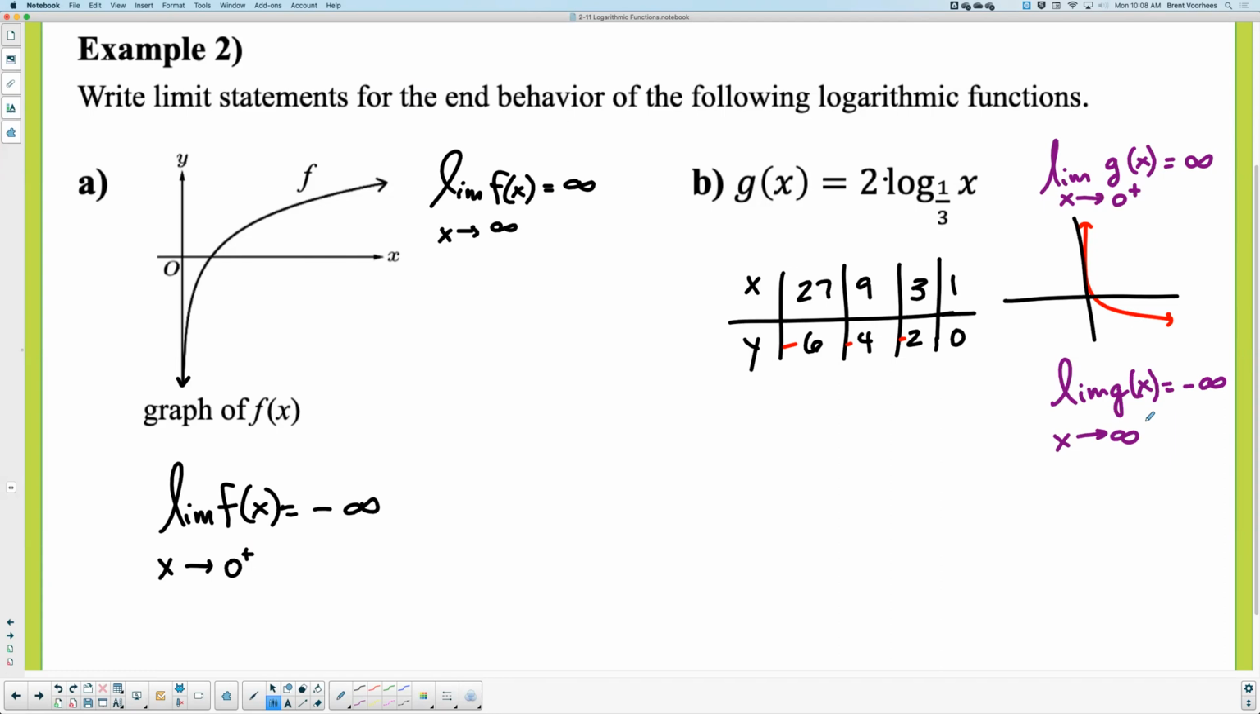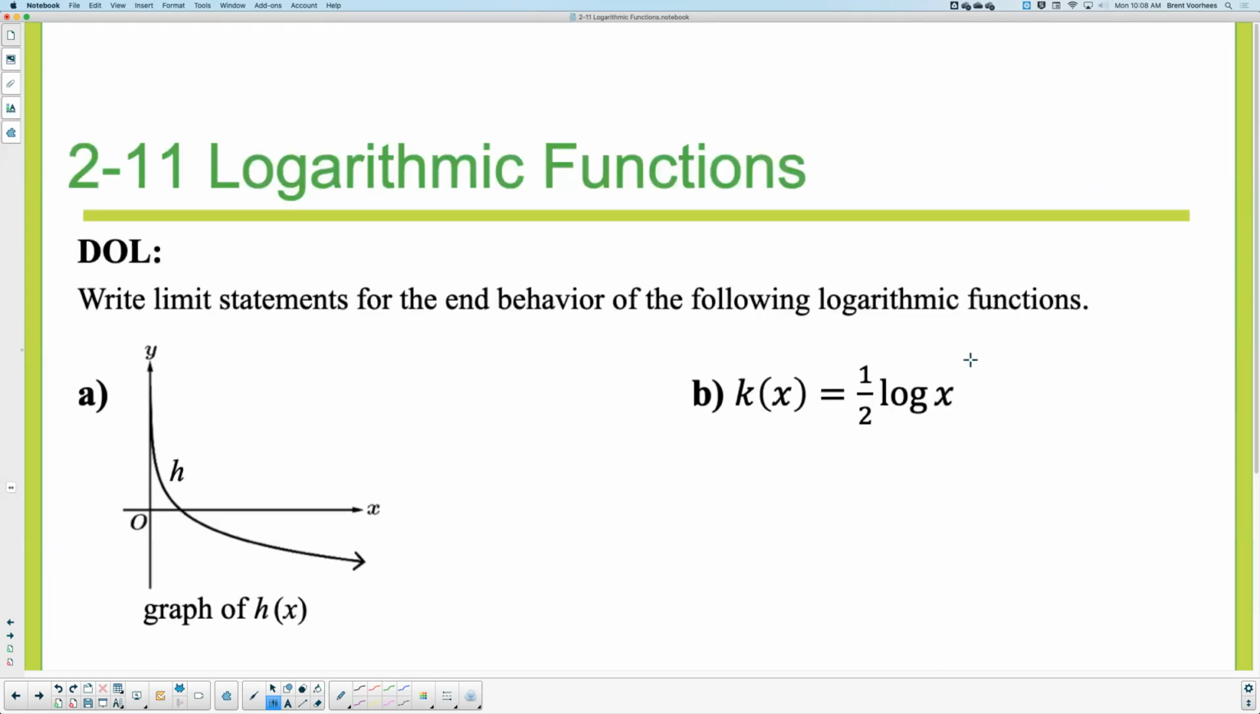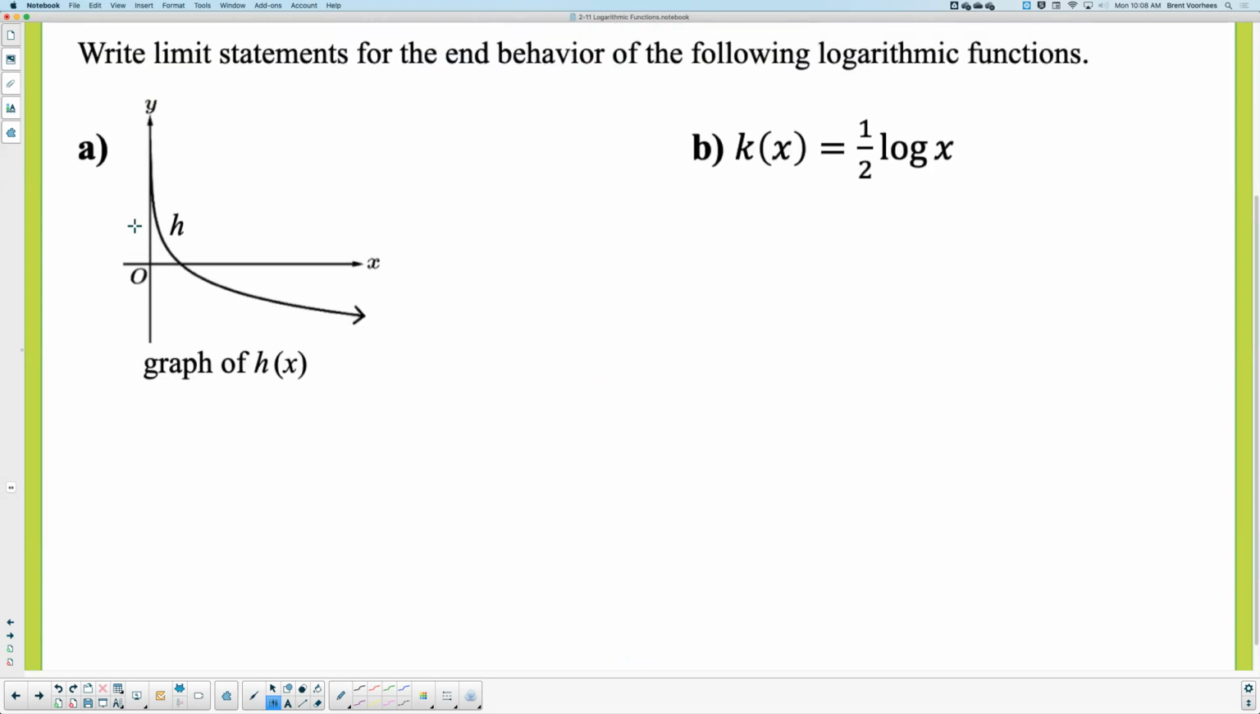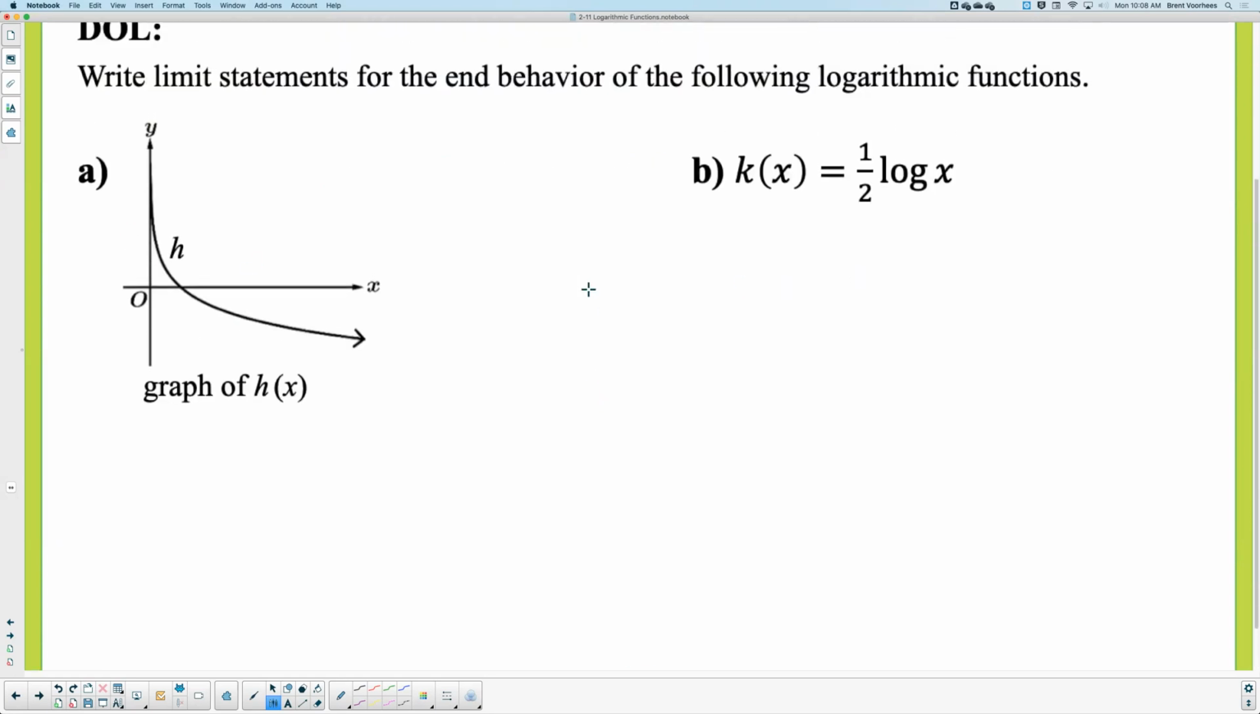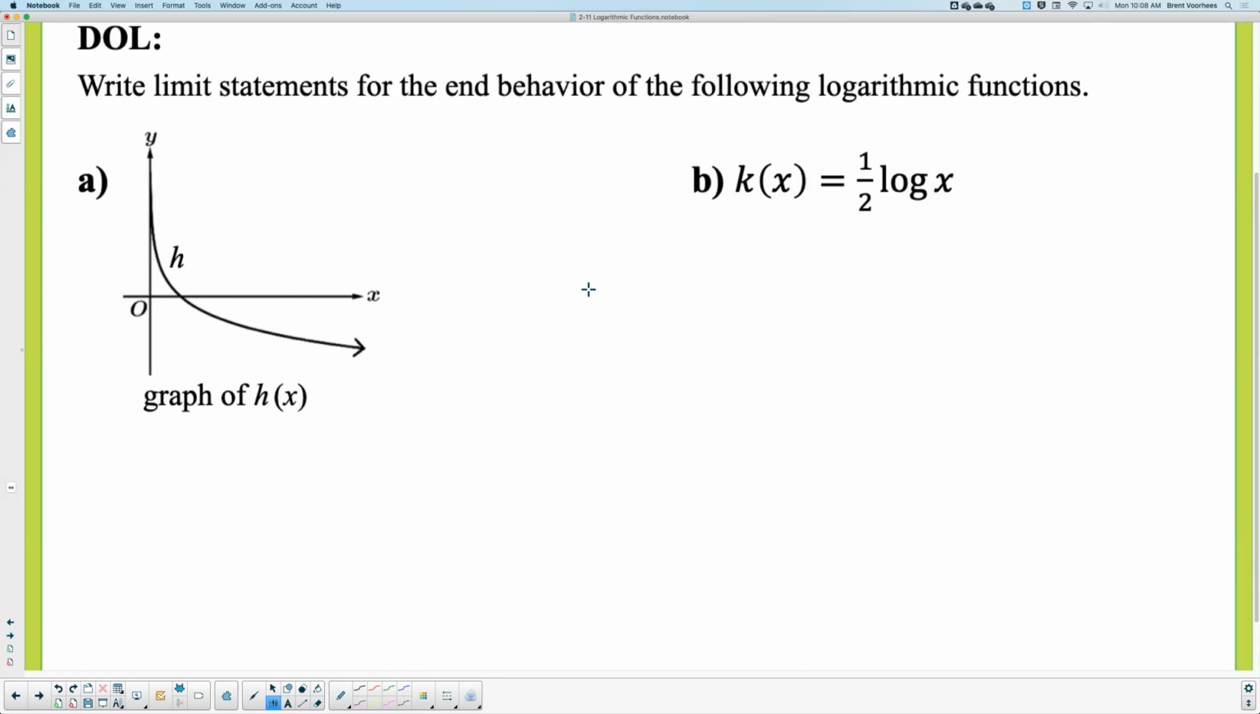Brings us to our next round of DOLs. All right, you go ahead and write the limit statement for these two. Oh, this is interesting. This just says log without a base there. It's a 10. Very good. That would be a 10.